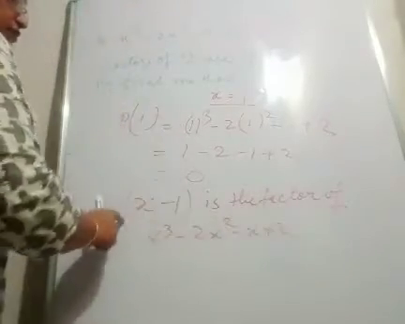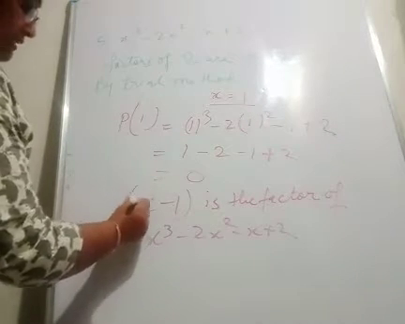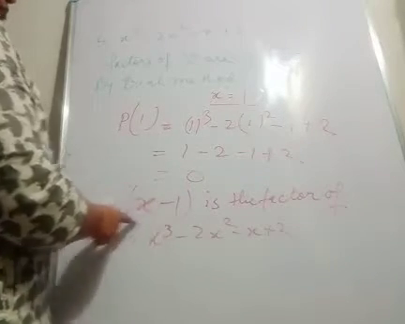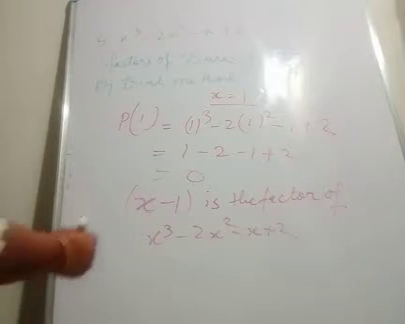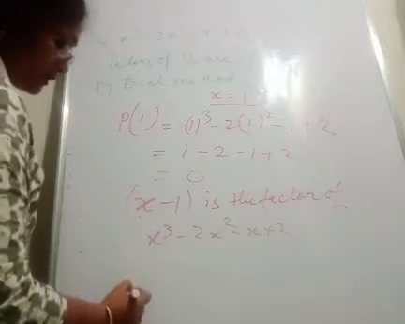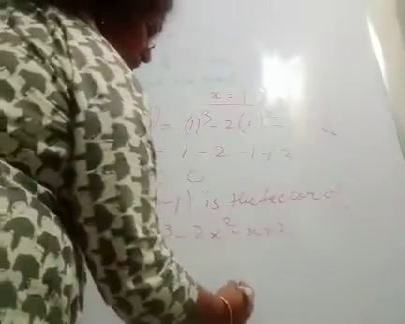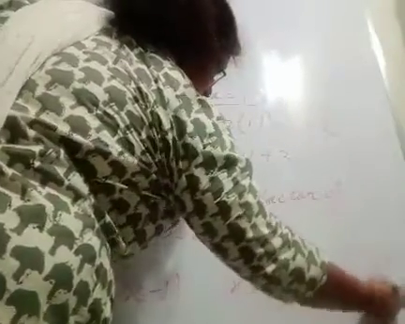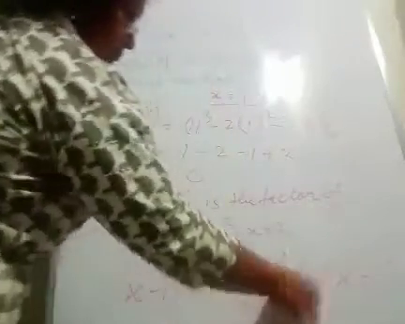So I have already found one factor, that is x minus 1. After finding one factor, we can find two more factors. How will you find two more factors? Now write x minus 1 three times, because this is a cubic polynomial. Now I will show you how to find two more factors.